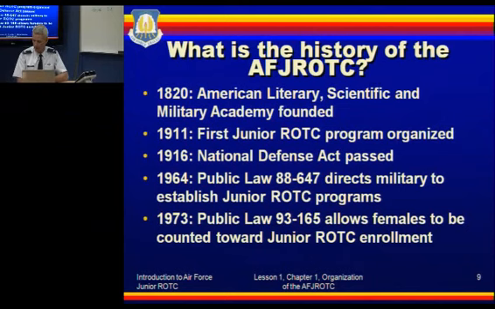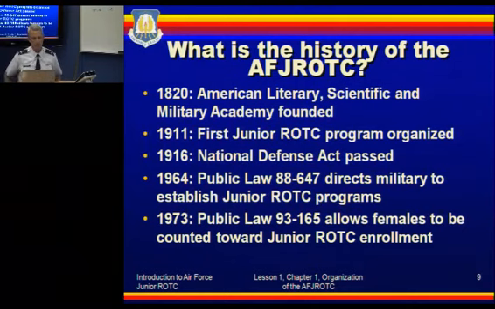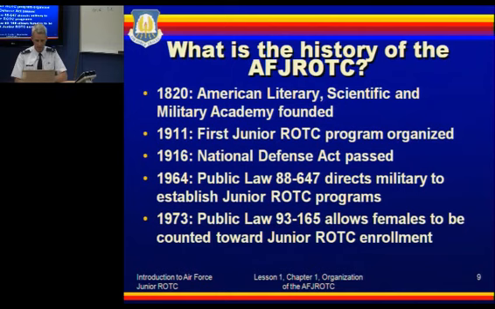And you can see that the military was directed to establish junior ROTC programs in all branches around 1964. And then in '73, females were permitted to come into our world.